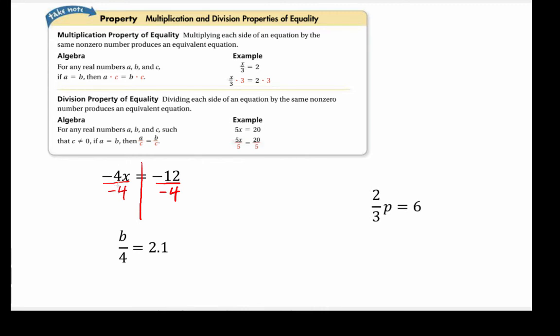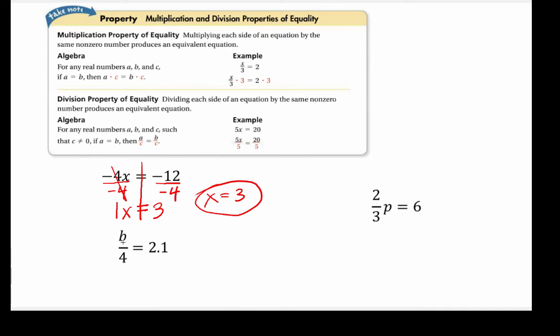Negative 4 divided by negative 4 is a 1. Remember, our goal was to get x by itself, but not just x, a 1x, and that 1 is implied. We don't have to write it. We can if we want to, but it's not necessary, and it's a good habit to get out of if we do. Negative 12 divided by negative 4 is 3. So the solution to that equation is x equals 3.